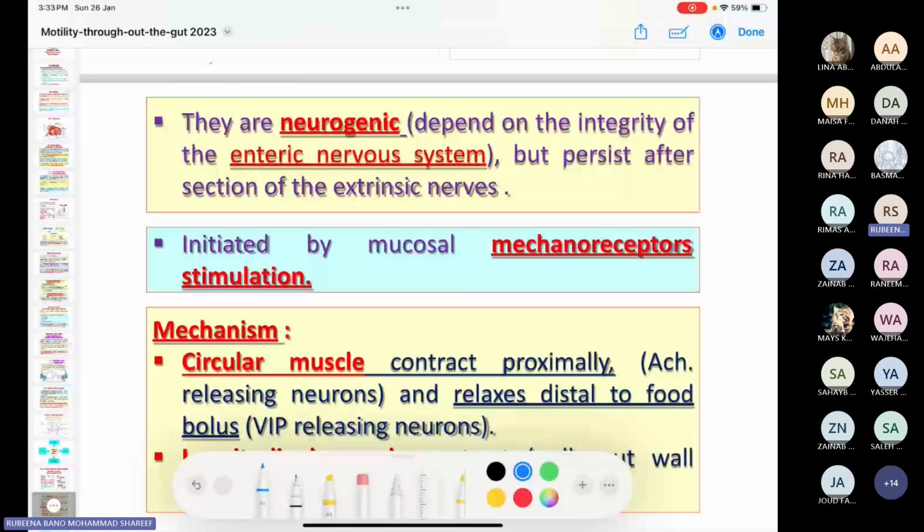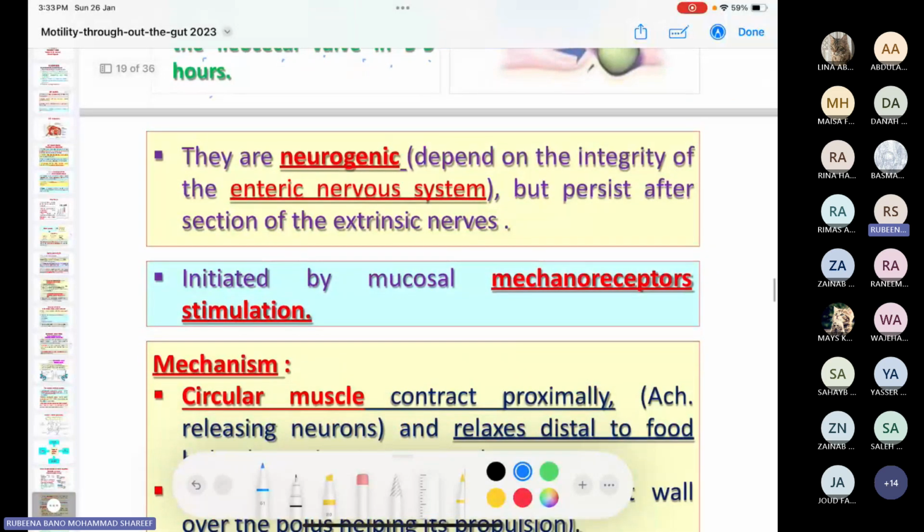And this peristaltic movement is neurogenic, means it will depend on the enteric nervous system. Enteric nervous system means the Meissner's and the Auerbach's plexus or myenteric plexus. Okay, they depend on that, but it persists after section of the extrinsic nervous system. Means if we remove the sympathetic and parasympathetic supply, even then this peristaltic movement will exist.